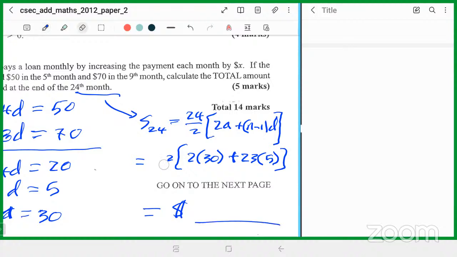Understand that? Yes, sir. Simple as that.